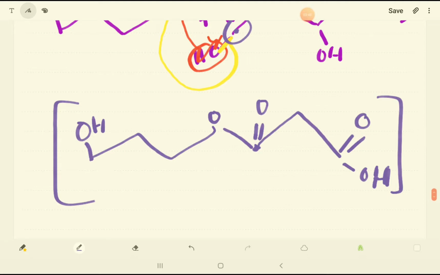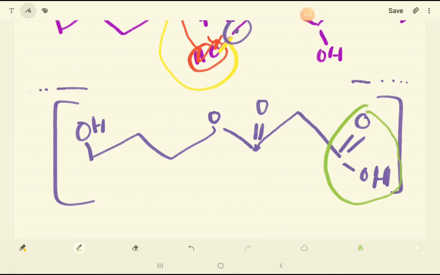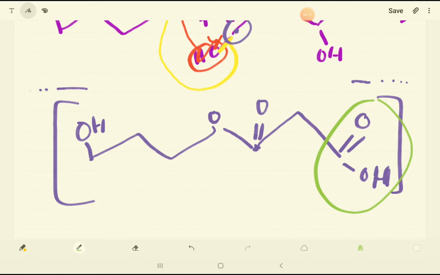Now again, some questions go like this. They put lines, dot, dot, dot instead of the bracket. The meaning is the same. They're just trying to show you that it repeats. And this is important because with each part of the molecule still having a carboxylic acid or an alcohol, that allows the reactions to continue, because this carboxylic acid could react again with an alcohol. And this alcohol could also react with another carboxylic acid, and that's what keeps this process going.